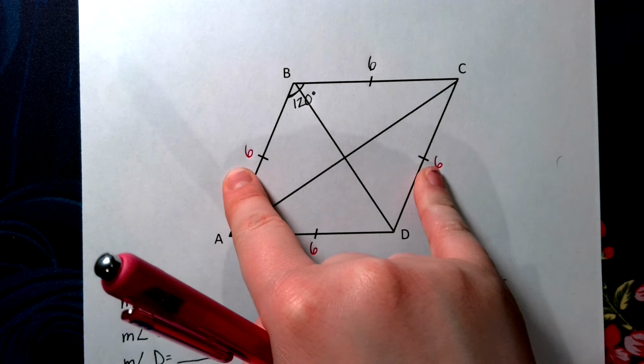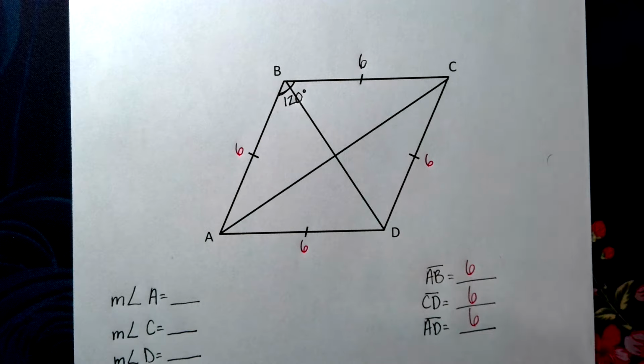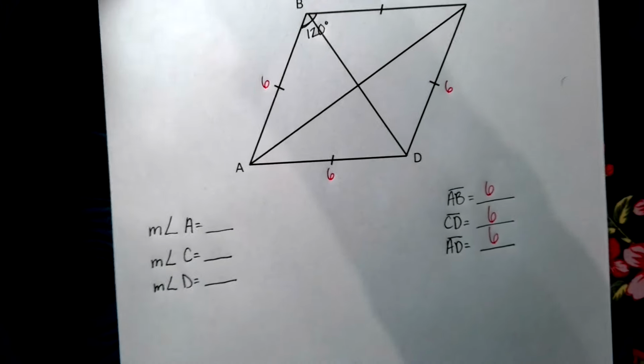Sometimes remember it's just the opposites that are matching, but in this case, since they all have the one tick line, that means they're all the same. They're all 6.